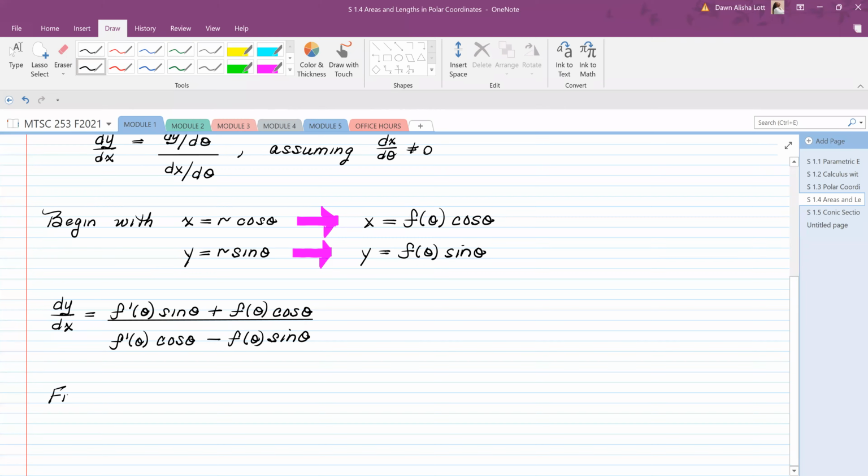So, oh, this is an example. Find all points on the cardioid r is equal to 1 minus the cosine theta, where the slope is 0.